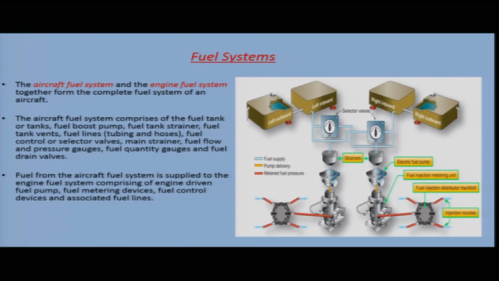Fuel lines: proper fuel lines are required to transfer fuel from one place to another. So, fuel lines are there. Fuel control or selector valves: fuel selector valves are required. The main strainer, that is your main filter, which is at the lowest point of the system, is required to filter out the fuel which is coming out of the system. Then you have gauges, you have instruments, you have the fuel flow gauge, you have the pressure gauge to measure the fuel flow, to measure the fuel pressure in the system. You have fuel quantity gauges to measure the quantity of fuel in each tank, and you have fuel drain valves.